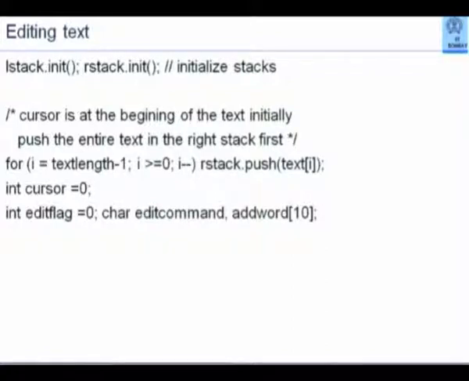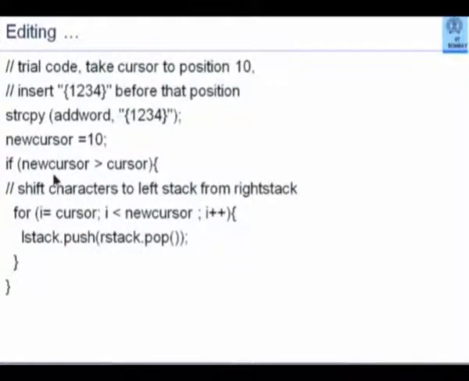Later on Friday we shall examine how we can extend this to define an editor class and define editor functions and invoke it to build actually an editor. But here we simply implement these functions. So this is the trial code. Take cursor to position 10 and insert this before that position. This is sensible. I want to take cursor to 10th position and insert opening curly bracket 1, 2, 3, 4 closing curly bracket at that position.